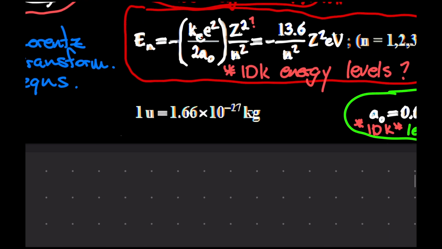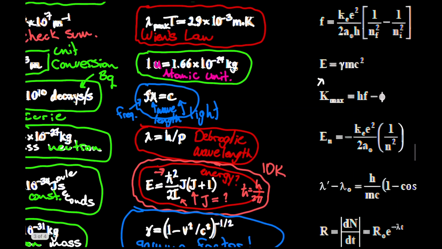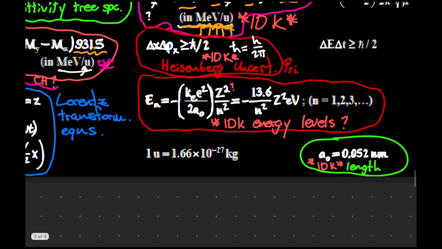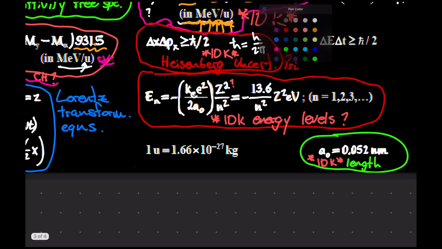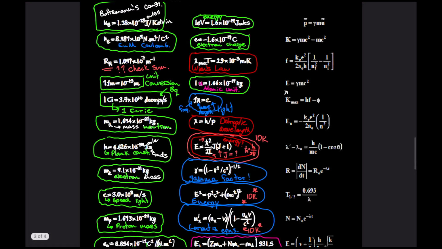Let's finish off with this guy here. And actually, look at this. This guy, we already know. We've seen it before. It's 1 u equals blah, blah, blah, some number, kilograms. This is the atomic units that we have seen right up here. So this guy we already know. Actually, since we already know it, we don't really need to bother ourselves with it. So I'm going to just erase it. All right, let's move through.